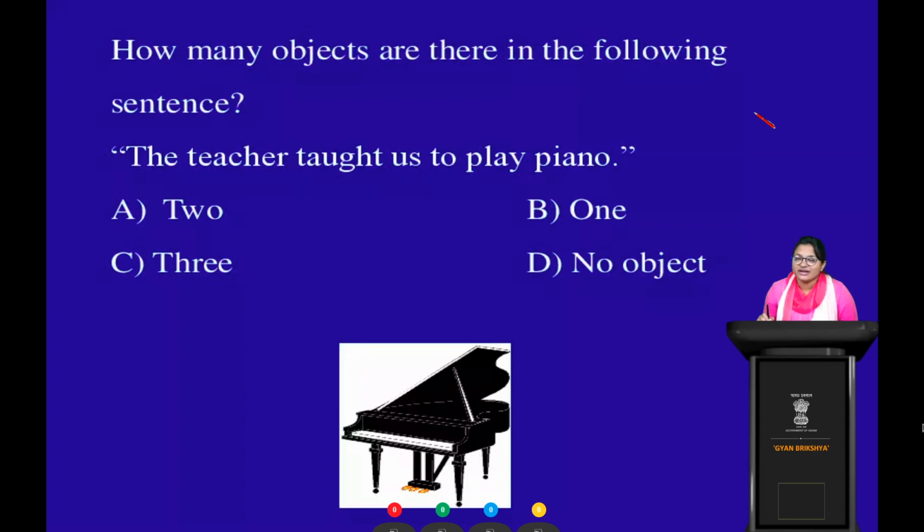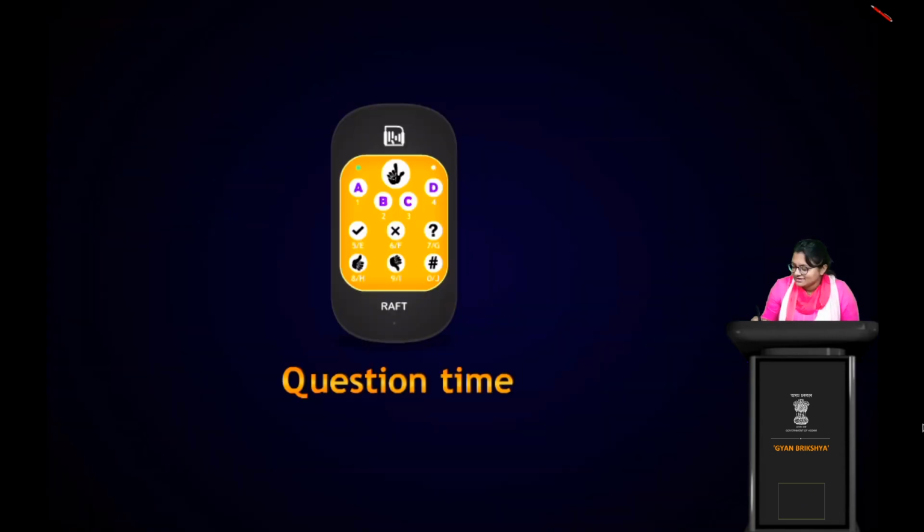All right. Okay. So the correct option is very good. Correct option is option B. It's only one object, right? The teacher is the subject, taught is the verb, us to play piano. To play piano, this portion we can call the object, right? So there is only one object in the sentence, right?